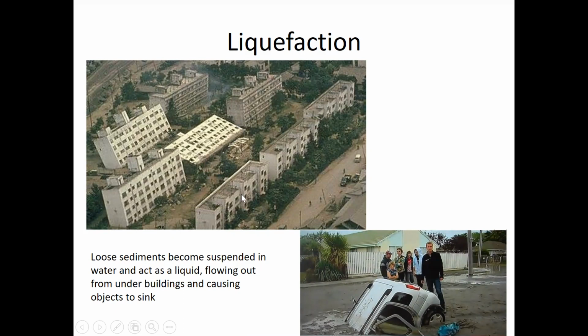These are apartment buildings in Indonesia. The shaking caused the soft sediment underneath them to liquefy, and it literally flowed out from underneath the foundation of the building, causing the buildings just to topple over. And this car actually sunk down into the sediments as it liquefied during an earthquake. And then when the shaking stops, the sediment kind of reconsolidates, and the car is just stuck down in the sediment, which is very crazy.